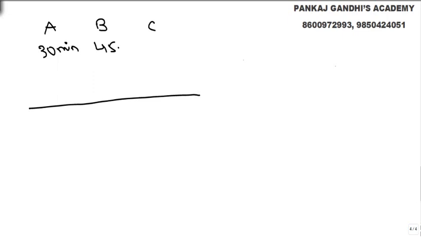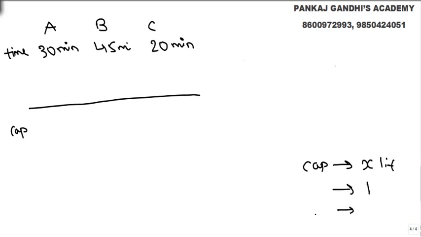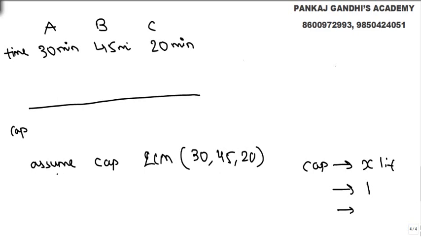Now, as we know, A alone fills the tank in 30 minutes, B alone in 45 minutes, C alone in 20 minutes. This much time they take to fill the tank completely. We assume capacity. Capacity can be anything. Capacity can be X liters, one complete tank, or for our smarter work, we will assume capacity as the LCM of the values 30, 45, 20. It's not the actual capacity, it's the LCM.